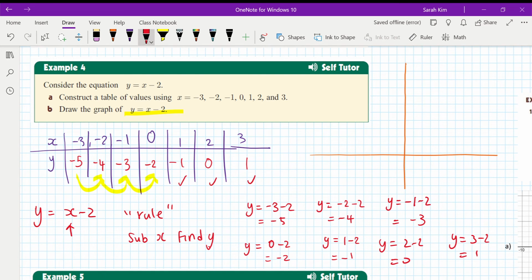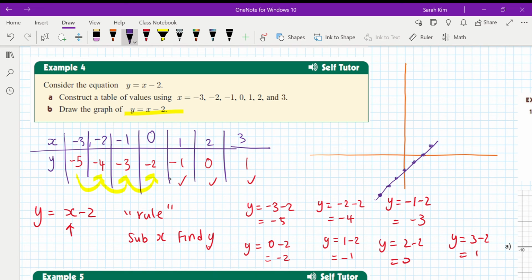So let's start. Negative 3, negative 5. That's negative 3, negative 5. 1, 2, 3, 4, 5. Negative 2 and negative 4. Negative 2 and then negative 2, 3, 4. Negative 1, negative 3. 0 and negative 2. 1 and negative 1. 2 and 0. 3 and 1. This is my line of best fit.